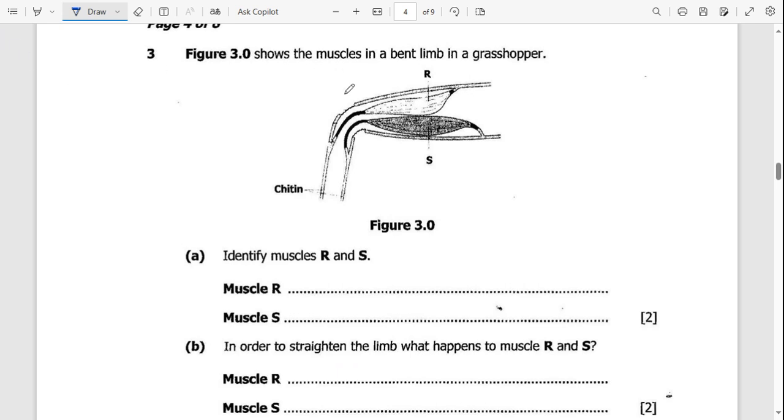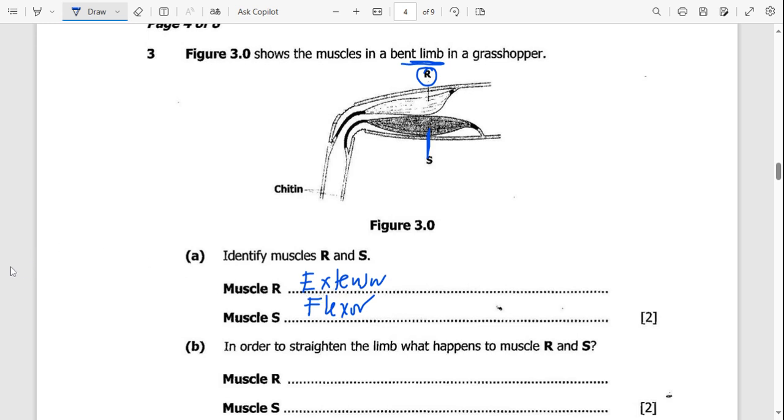The figure shows the muscles in a bent limb in a grasshopper. You can see it's bent. Identify the muscles R and S. You can see this muscle is bending the limb. Muscles that bend, we call them flexors. So S is the flexor. And then R, when it contracts, it will be able to extend the limb. So we call them extensors. It will straighten the limb.